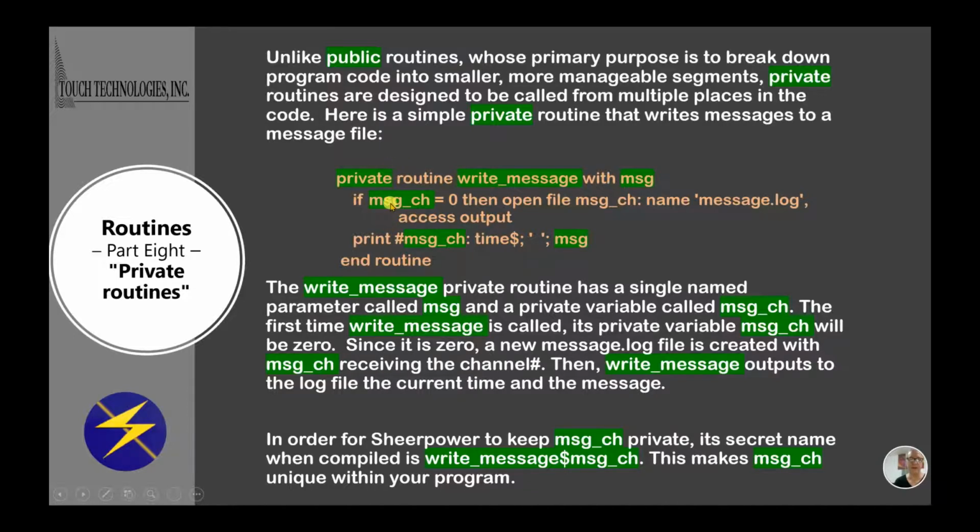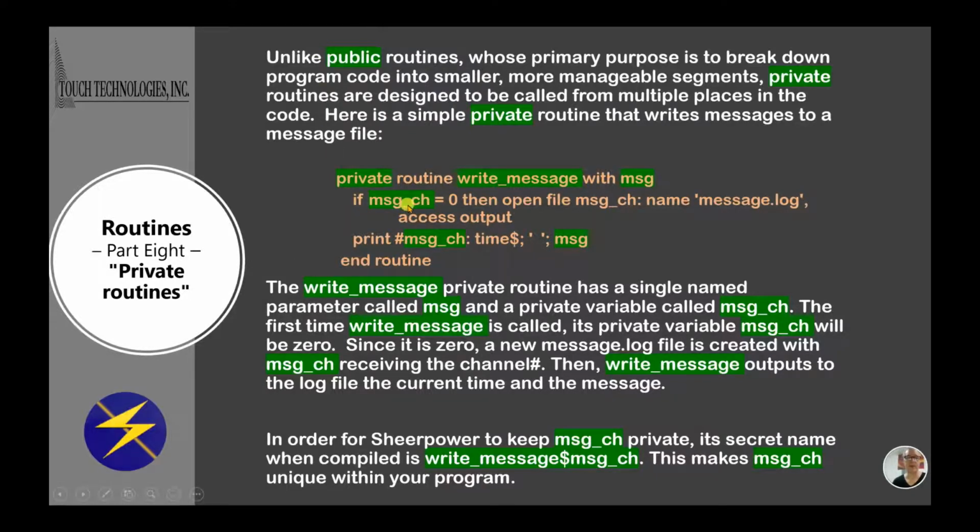That means that this variable MSG_CH is a private variable, and it starts out initialized at 0. All variables in a private routine are initialized when you first start with them. Okay, so let's take a look at it.